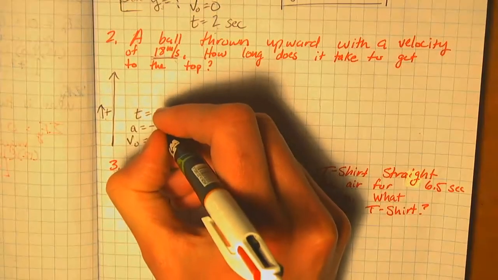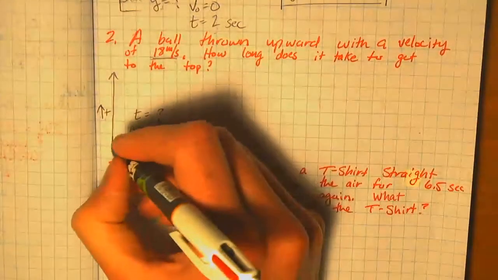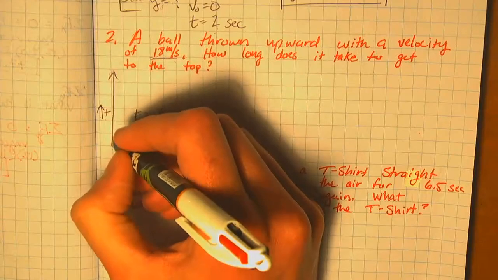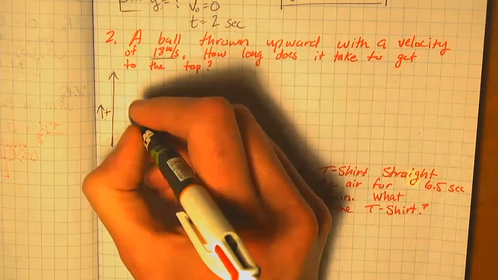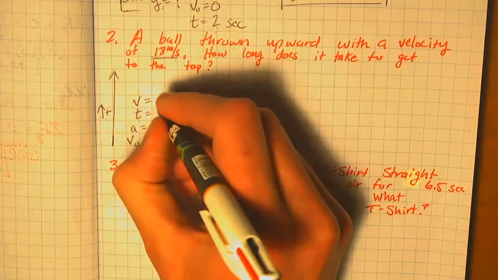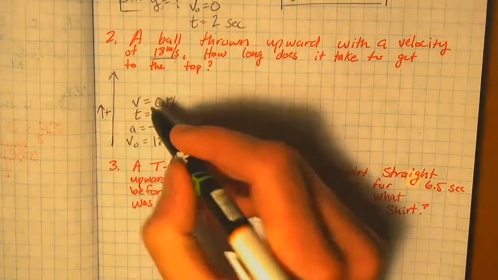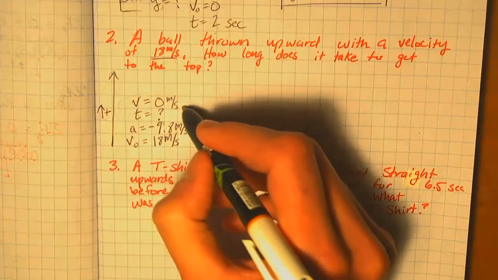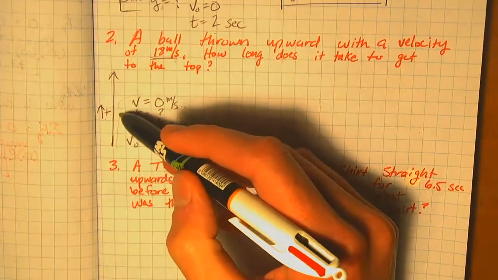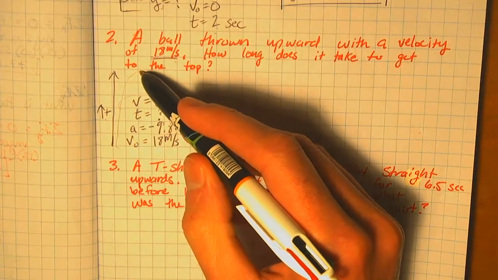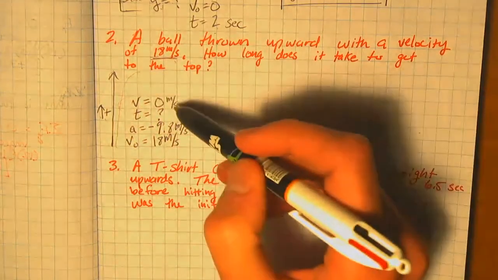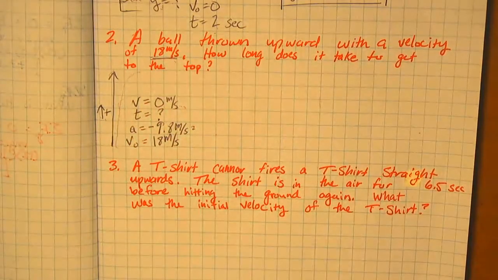So I'm looking for t, and if we think about it, what's true about the top? Well, at the top, the velocity is 0. The object just isn't going to be moving at the top. It's going to slow down, slow down, slow down, stop. So at the very top, our velocity is 0.